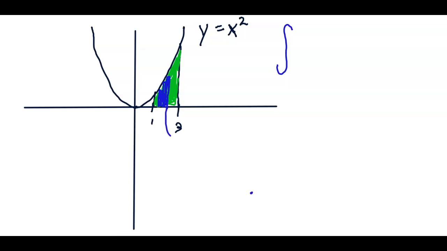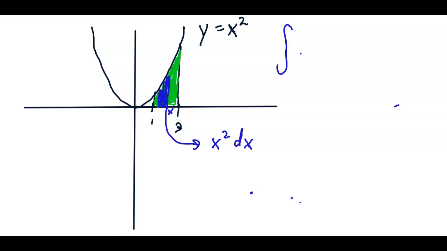So we can look at just one of these rectangles. And let's say we're looking at the x value x. The height would be x squared, right? Now, what about the width of the rectangle? The width of the rectangle is like a tiny bit of x. So how can we indicate a tiny bit of x width? Well, in calculus, we indicate it by just writing dx. That's all there is to it.